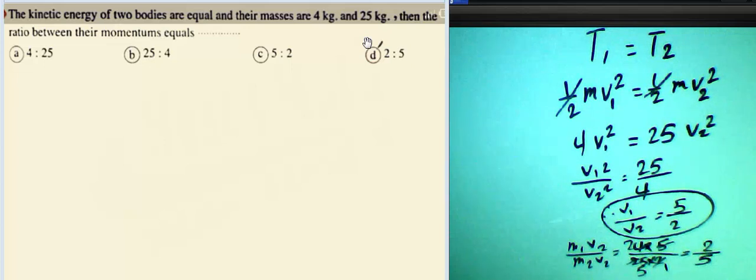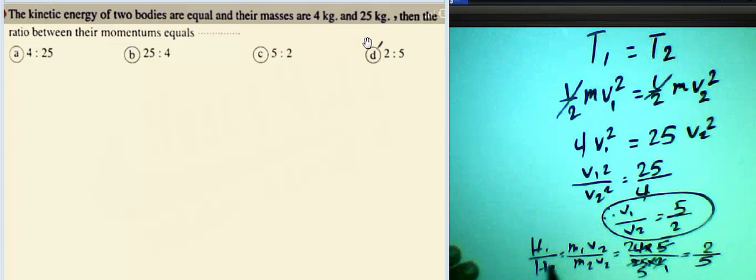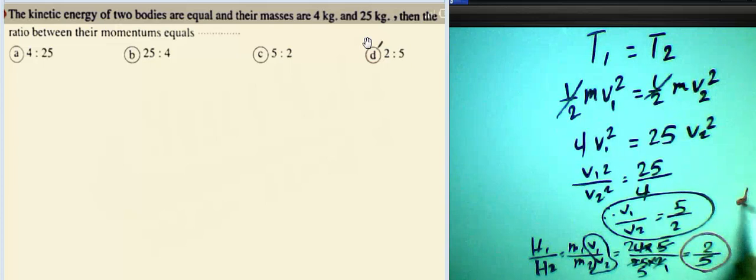The result will be 2/5. Again, he gave us that the kinetic energy is equal and gave us m1 and m2. Then the ratio between their momentum equals what? Momentum means m multiplication by v, momentum 1 and momentum 2, m1 v1 over m2 v2, v1 to v2. The ratio here was 5/2, and we can find the result in the simplest form. It will be 2/5. Then the ratio will be letter D.